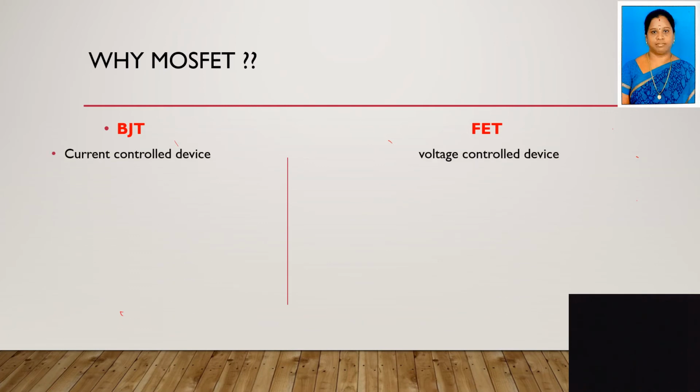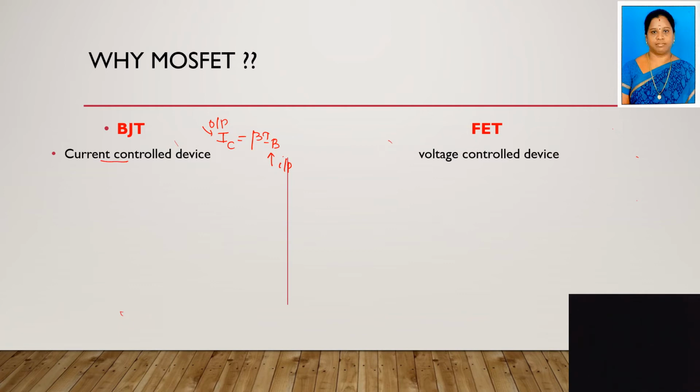The first important difference is that BJT is the bipolar junction transistor, whereas MOSFET is the metal oxide semiconductor field effect transistor. The BJT is a current control device. Why is it called a current control device? We know that the collector current IC equals beta into IB. Here IB is your input current, whereas IC is your output current. So the output current is controlled by the input current. That's why it is called a current control device.